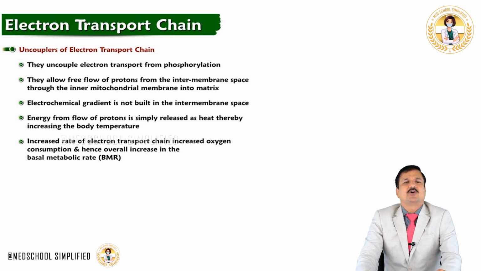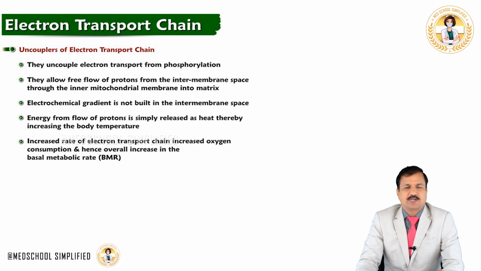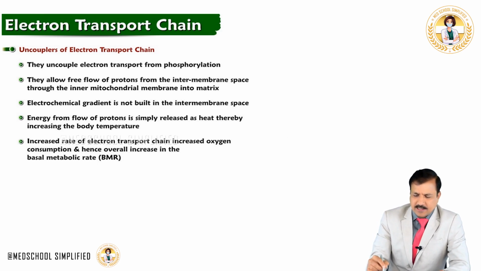Now let me explain to you the uncouplers of the electron transport chain. So what do they do? Uncouplers of the electron transport chain uncouple electron transport from the phosphorylation process. So they allow free flow of protons from the intermembrane space through the inner mitochondrial membrane into the matrix. Let me explain how exactly that happens.